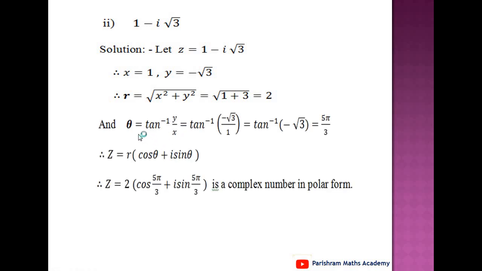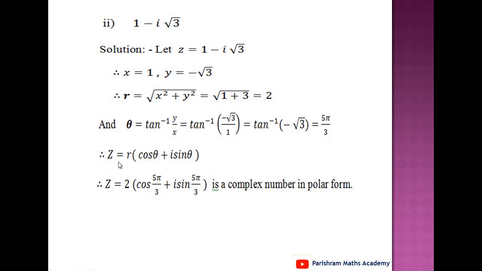And theta equal to tan inverse of y upon x, equal to tan inverse of, value of y is minus root 3 upon value of x is 1, that is tan inverse of minus root of 3. Here x is positive, y is negative. It means point P(x, y) lies in the fourth quadrant. Therefore the angle lies in the fourth quadrant. Therefore angle is 5 pi upon 3.